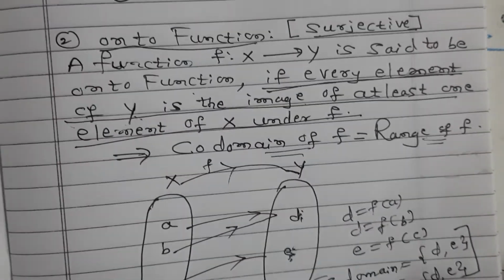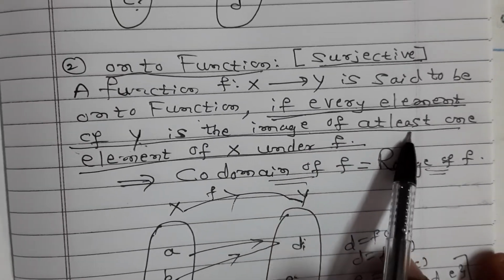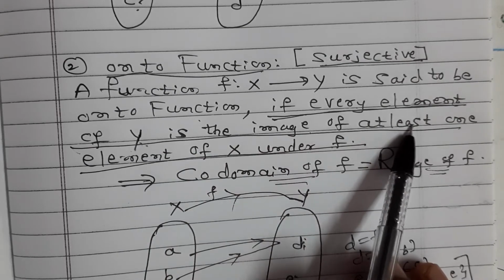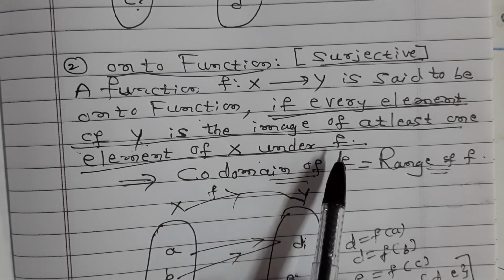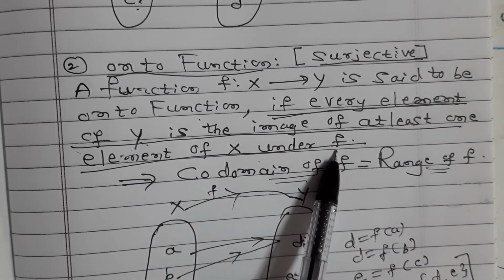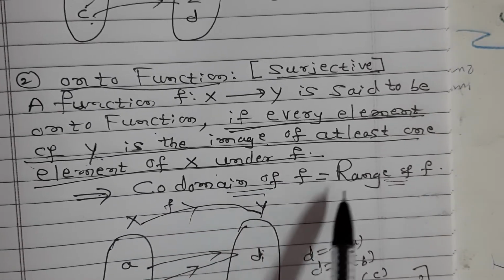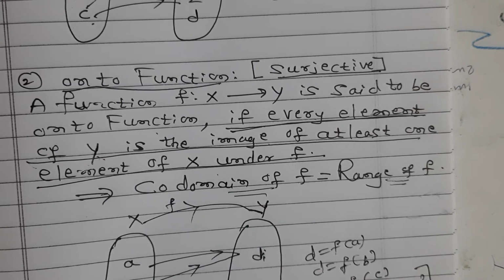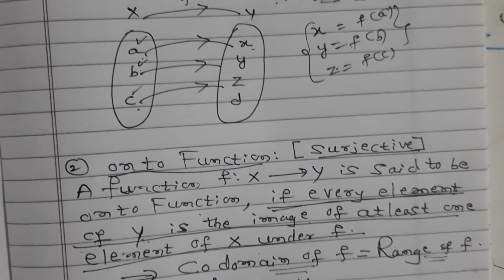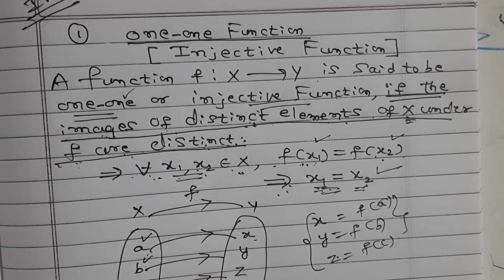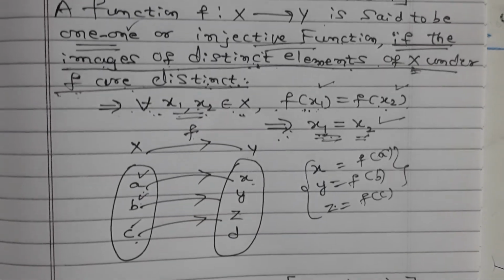So that's why we say that if every element of Y is the image of at least one element of X under the function f, this is as good as saying that the codomain of the function is equal to the range of the function. So see, very, very important definitions here. One-one function and onto function.